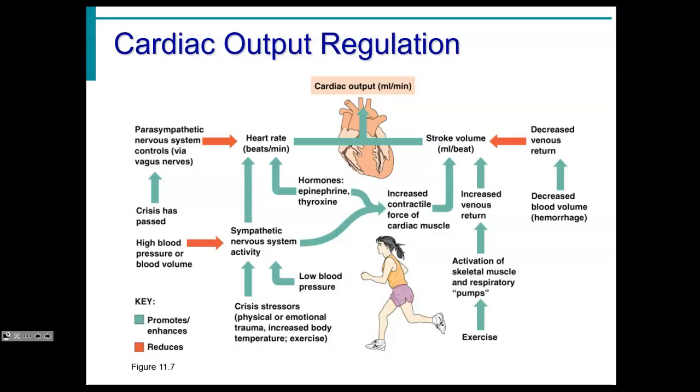When your parasympathetic nervous system is active, your heart rate is lower and cardiac output is lower. But if something happens, like a crisis or some kind of stress, then your blood pressure goes up, blood volume goes up, and the sympathetic nervous system becomes active. That's going to cause more pumping, more blood going out, and dilation of your vessels so that more blood can flow easily.